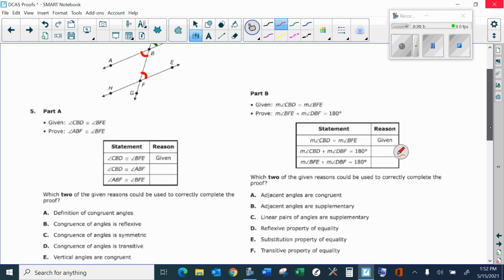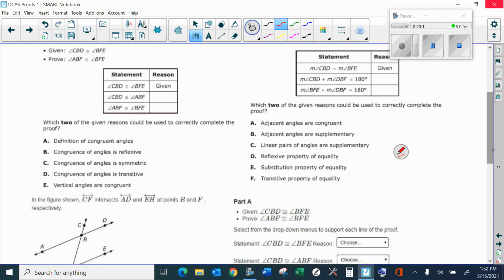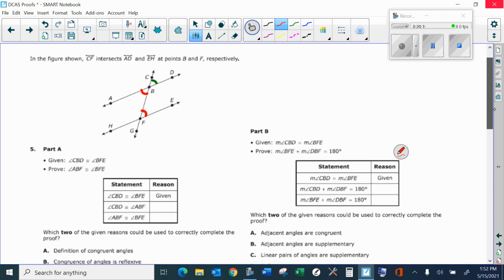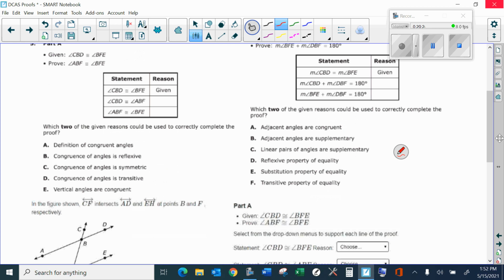So, part A. Which two of the given reasons can be used to correctly complete the proof? CBD is congruent to ABF, vertical angle theorem. Okay, so that's going to be used there, vertical angle theorem. And for ABF, we have transfer property right there.